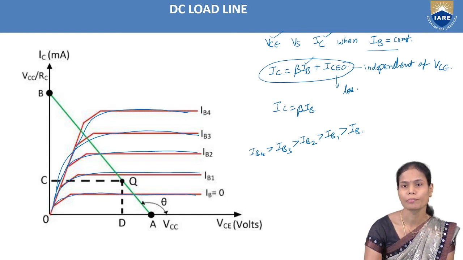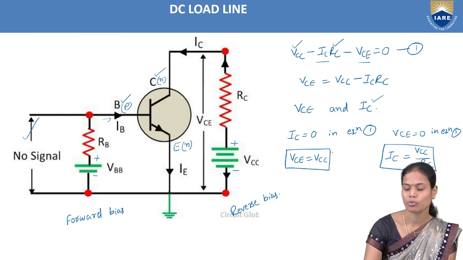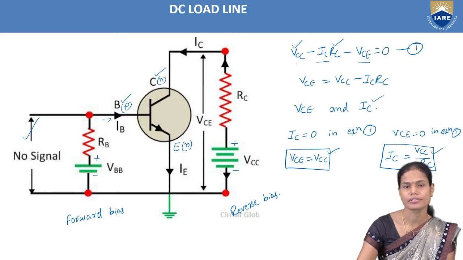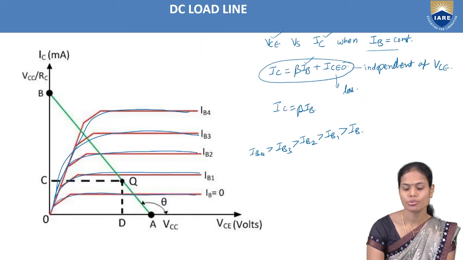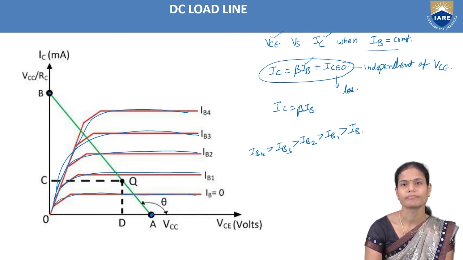On this output characteristics, now we are drawing the DC load line. Already we got the DC load line points or coordinates: VCE equal to VCC and IC equal to VCC by RC. Those values we need to indicate on the x-axis as well as y-axis of the output characteristics of the common emitter amplifier. Here our VCE value is VCC, which we are indicating here, and similarly the IC value we got as VCC by RC, which we indicated here.